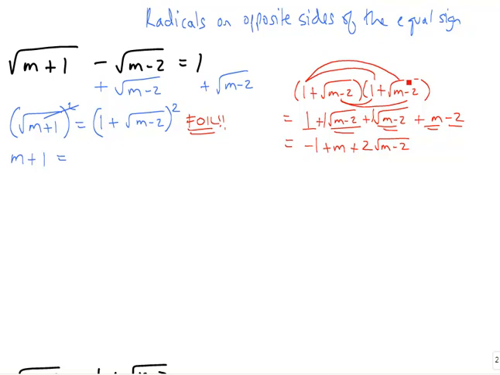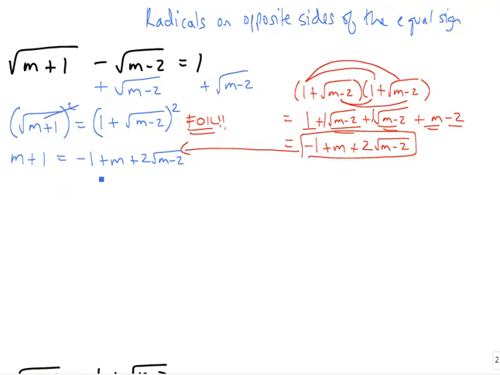So by FOILing this all out, here's what we ended up with. So all of that is going to go right here. So when I FOIL all this out, I'm going to end up with a -1, a plus m, and a plus 2 square root of m minus 2. So here's my new equation after squaring both sides.